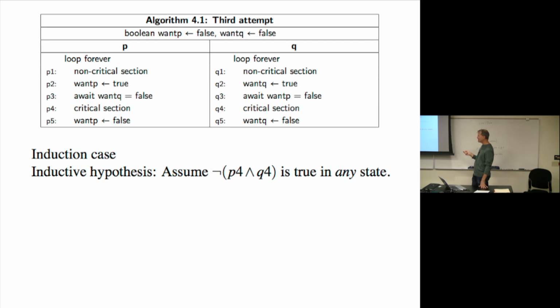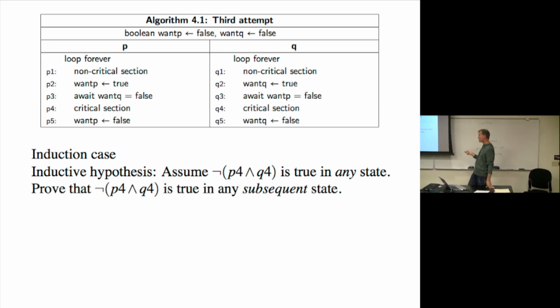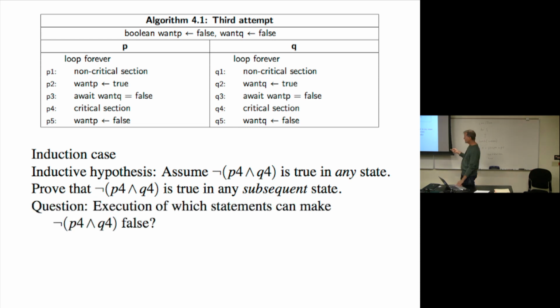Assume what? P4 and Q4 is true in any state, and then prove it must be true in the subsequent state. So now my question is, how do we analyze the code? We ask what can change P4 and Q4, right? So the question is, execution of which statements can make this false? Only P3 and Q3. That's the only thing that can make it false, right? So let's analyze each one.